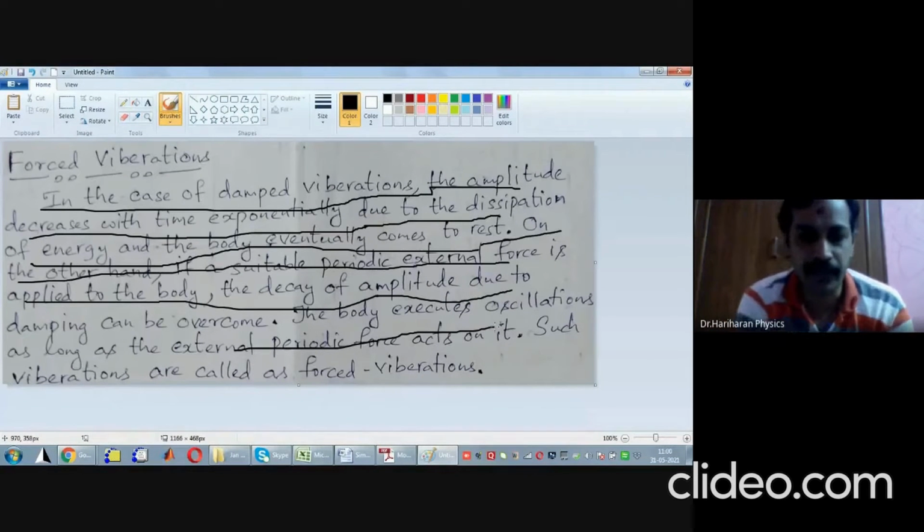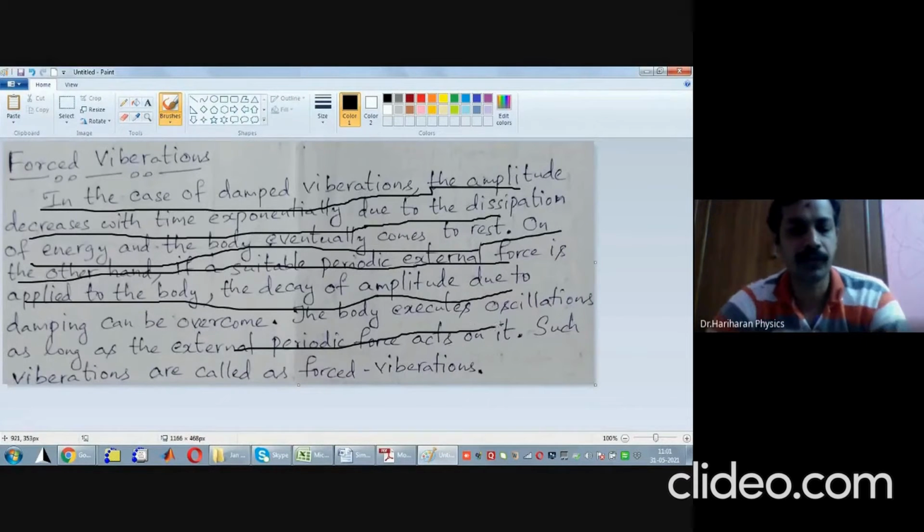In the case of the two children playing on the swing, if the father does not push the swing, what will happen? The swing will eventually come to rest. But by pushing the swing at constant intervals, the father ensures that the swing is set into oscillation at almost the same amplitude throughout. Such vibrations are called forced vibrations.